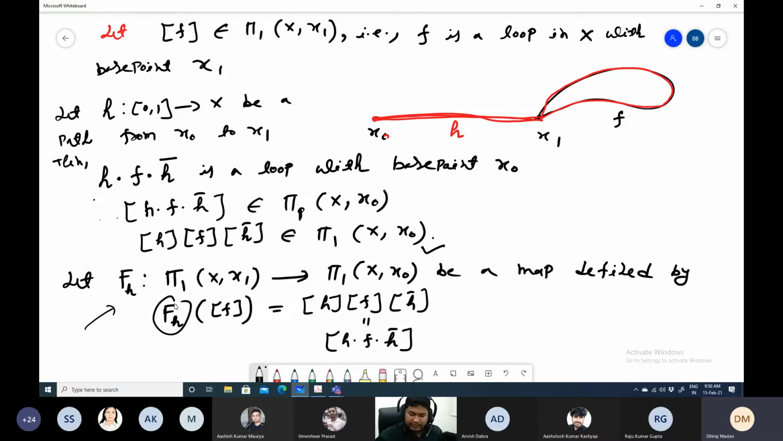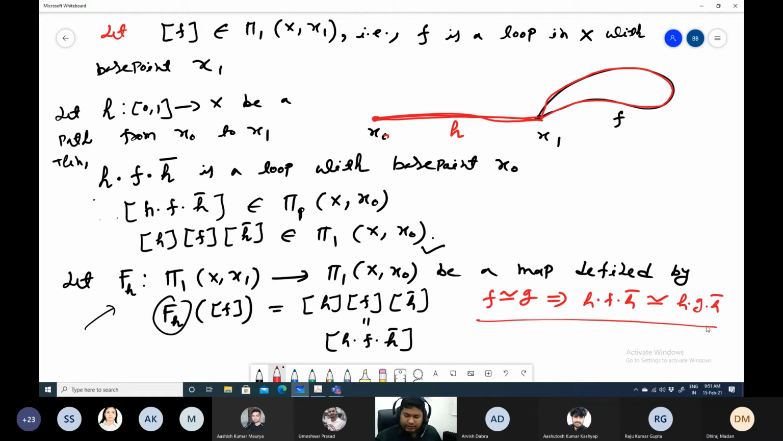Right, good. So that means, to show it is well defined, we need to show that if f is homotopic to g, then that should imply that h f h inverse is homotopic to h g h inverse. That is the meaning of well-definedness here. So f equal to g implies fh f equals fh g. This is the same meaning. Now that is actually trivial.